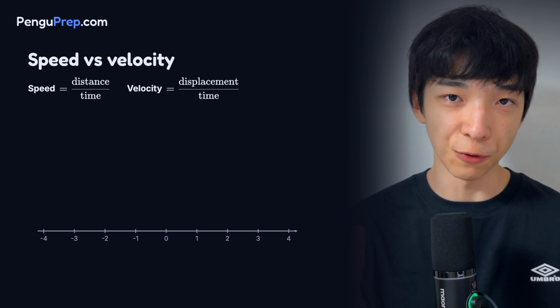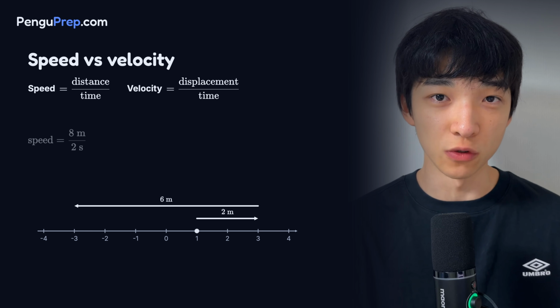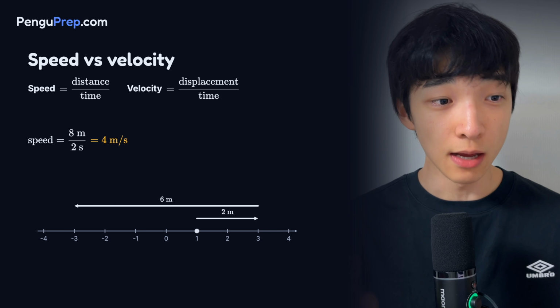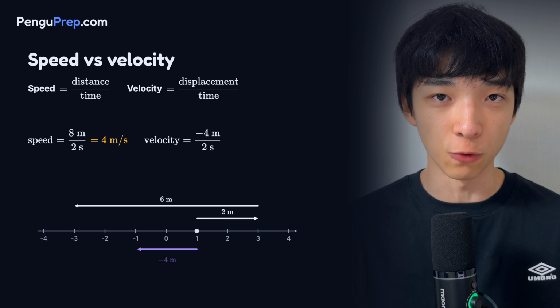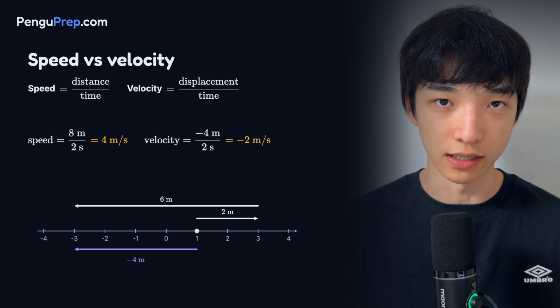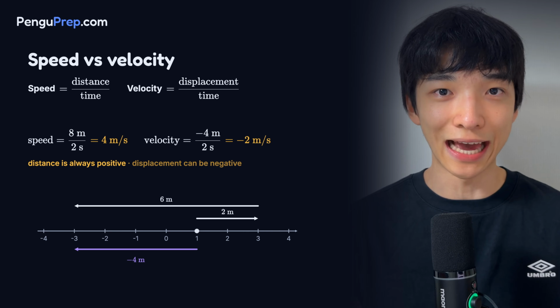If it took 2 seconds for an object to go from 1 to 3 to -3 on the number line, then its speed is going to be 8 meters, the distance, divided by 2 seconds, which is 4 meters per second, but its velocity is going to be -4 meters, the displacement, divided by 2 seconds, which is -2 meters per second. One important thing to remember is that distance is always positive, whereas displacement can be negative.